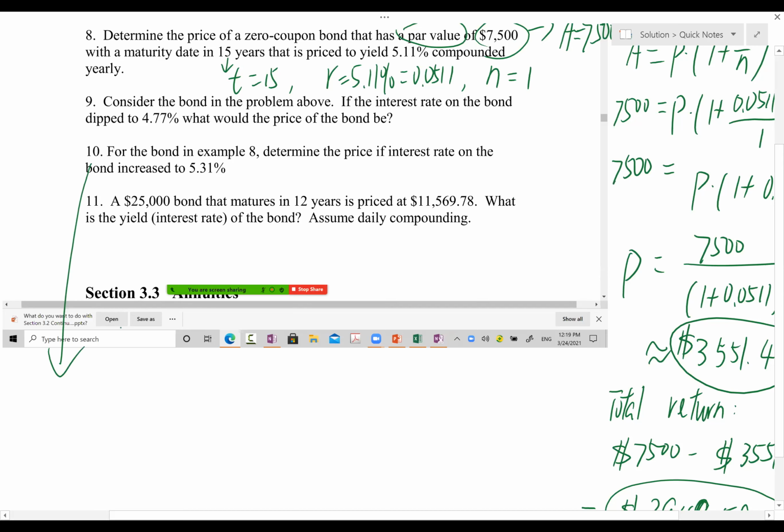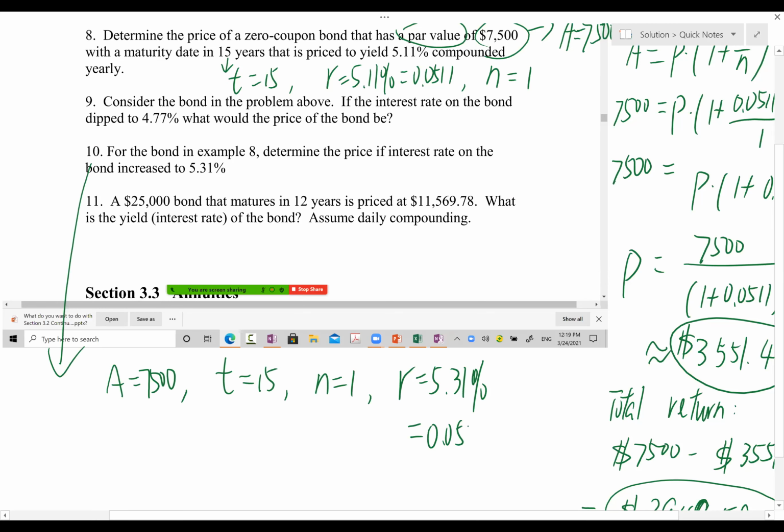So we have all the same information here, except the rate. So the ending balance is still 7,500. We also have time T is 15 years. The compounding period is once per year. And here the rate is 5.31%.